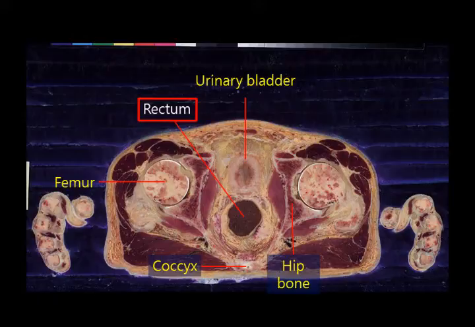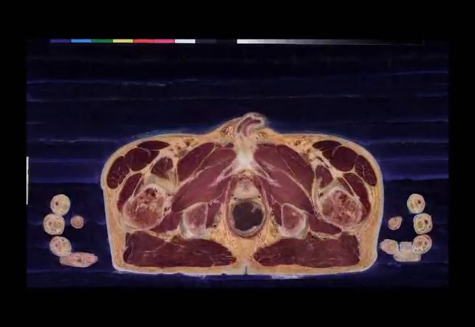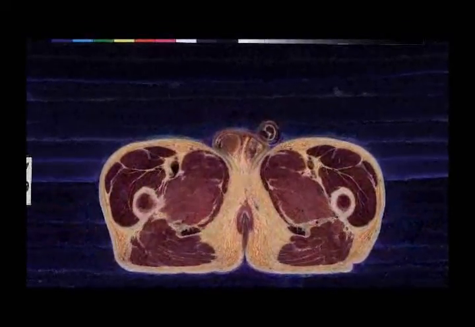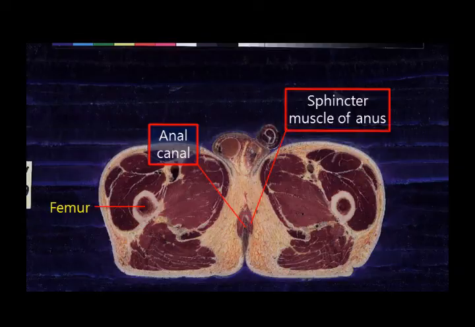The rectum is located at the rear of the urinary bladder. The rectum and urinary bladder are surrounded by the hip bones. This is the last part of the large intestine, which is the anal canal. Around the anal canal exists the anal sphincter muscles.